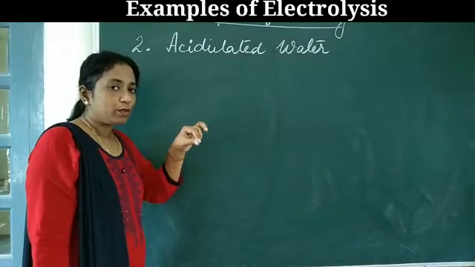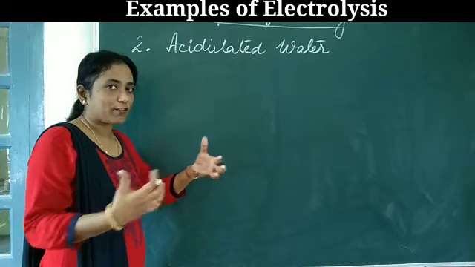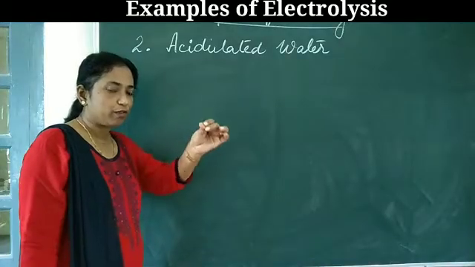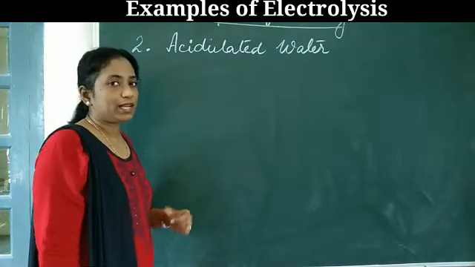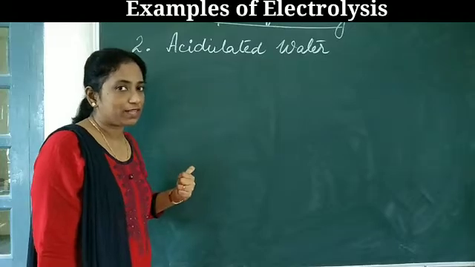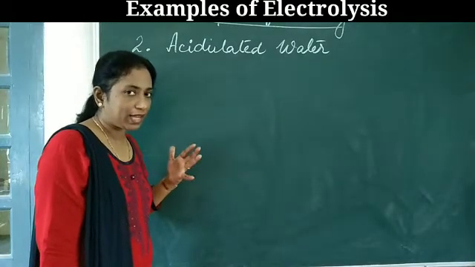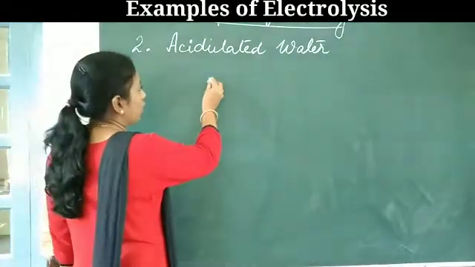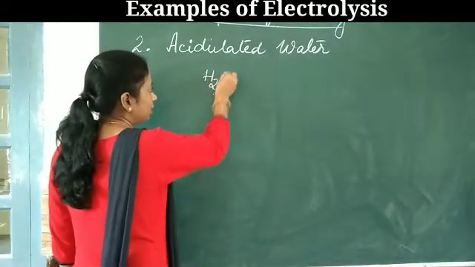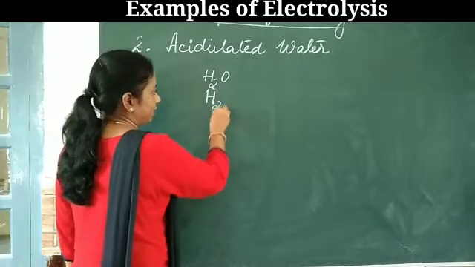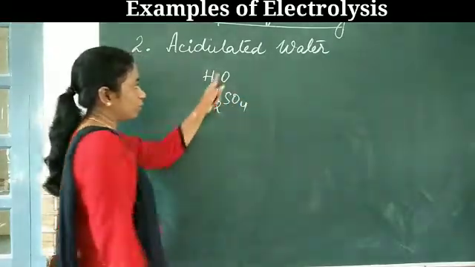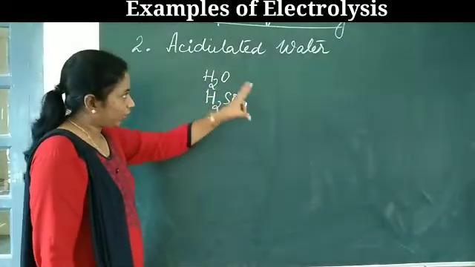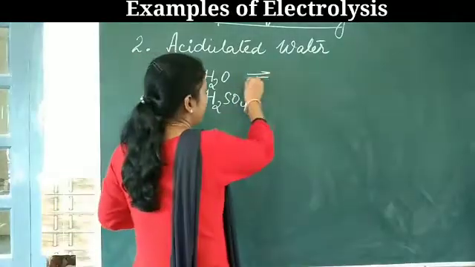So to initiate the process of ionization, we need to put a few drops of acid into it, and here we put a few drops of concentrated sulfuric acid. So in our electrolyte now, what all we have? We have water and we have the acid molecules. Both will ionize. Let us see how they ionize.